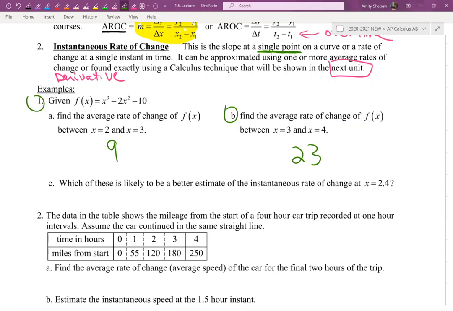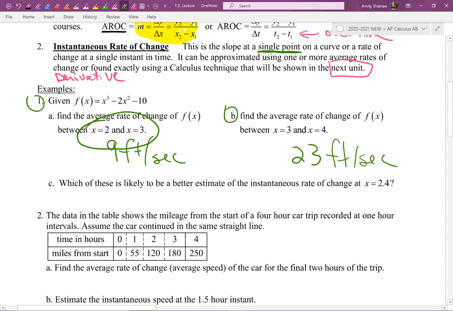Okay, once we get out into space, things start moving really fast. If you want to get to the moon or if you want to get to Mars, we're talking really fast. So if I'm moving, say, 9 feet per second, that is not nearly as much as 23 feet per second. So I want to know exactly how fast I'm going at every second because I'm an astronaut or an astrophysicist. Well, in that case, if I want to know what's happening at 2.4, 2.4 is somewhere in between 2 and 3.